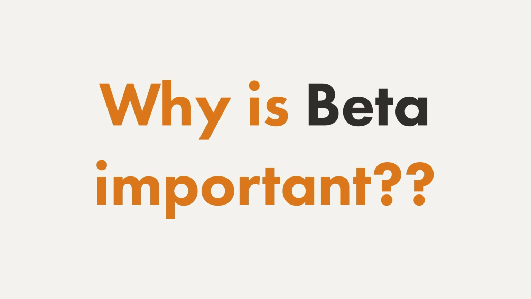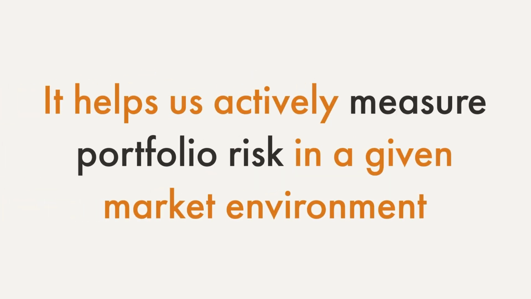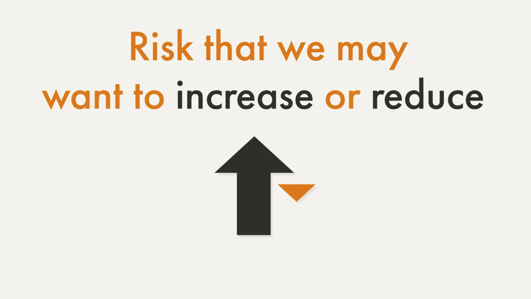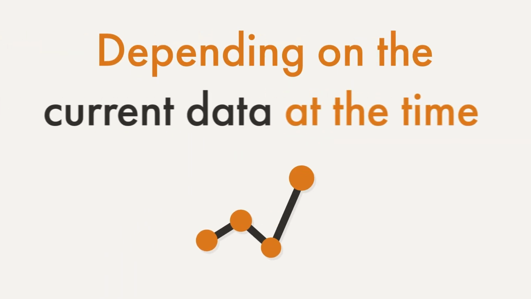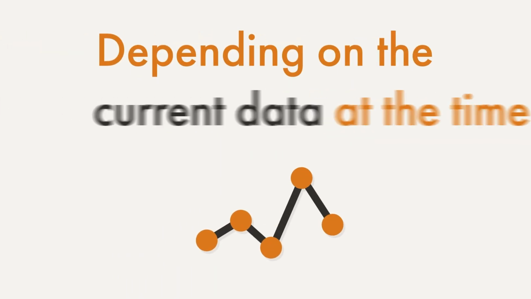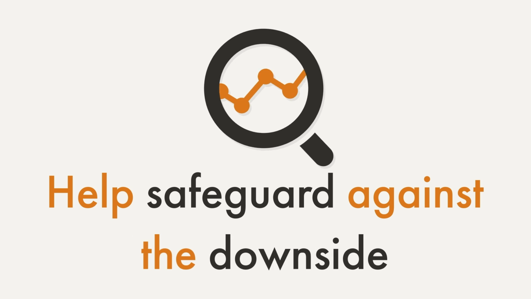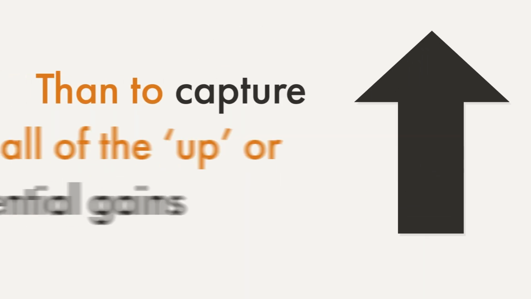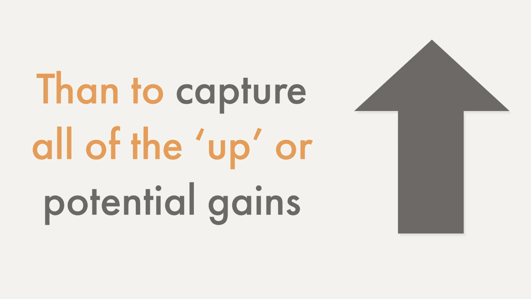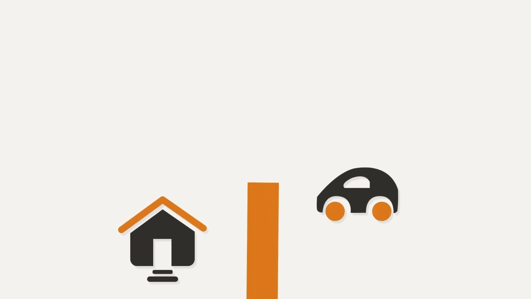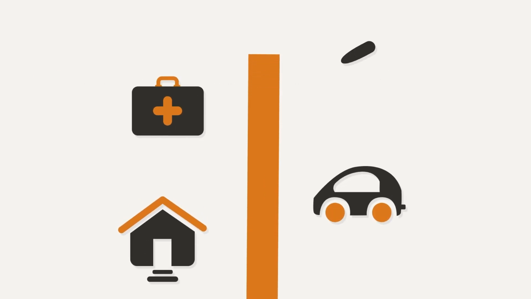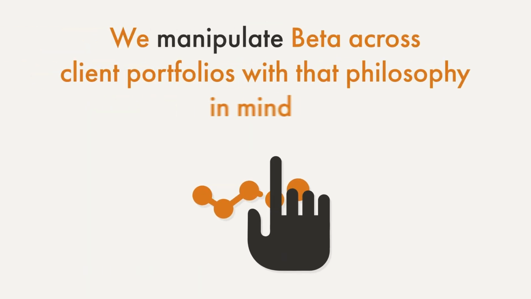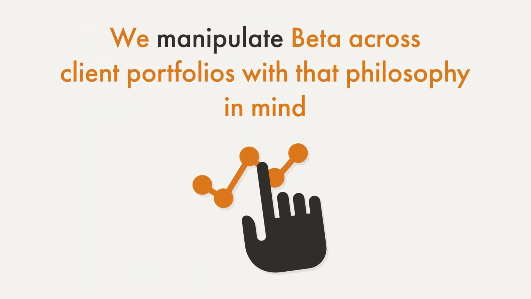Why is beta so important? Because it helps us actively measure portfolio risk in a given market environment. Risk that we may want to increase or reduce depending on the current data at the time. As CWM, our research has shown it's more important to help safeguard against the downside or market losses than to capture all of the up or potential gains. We aim to sustainably maintain and increase the value of client assets and purchasing power over time. We manipulate beta across client portfolios with that philosophy in mind.